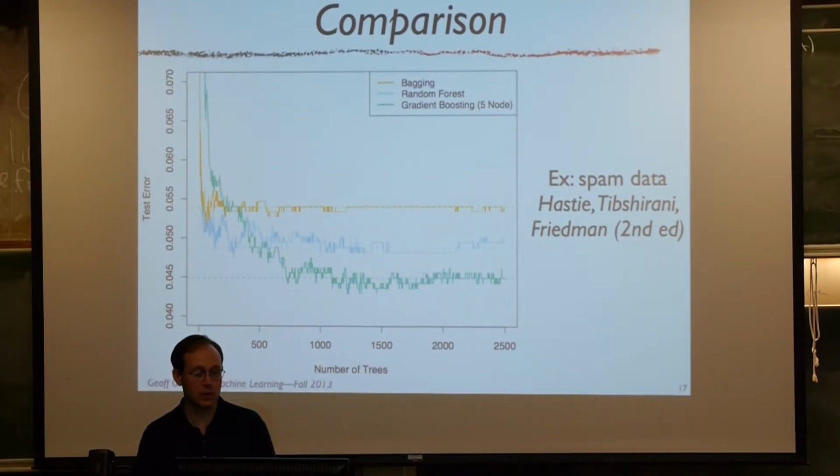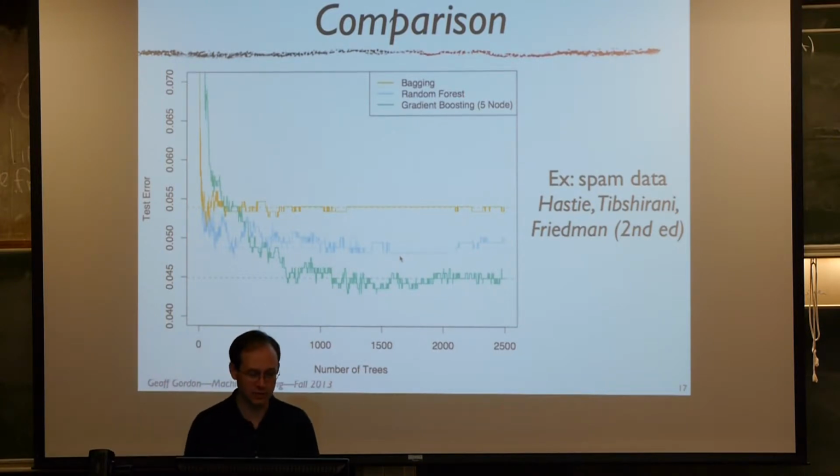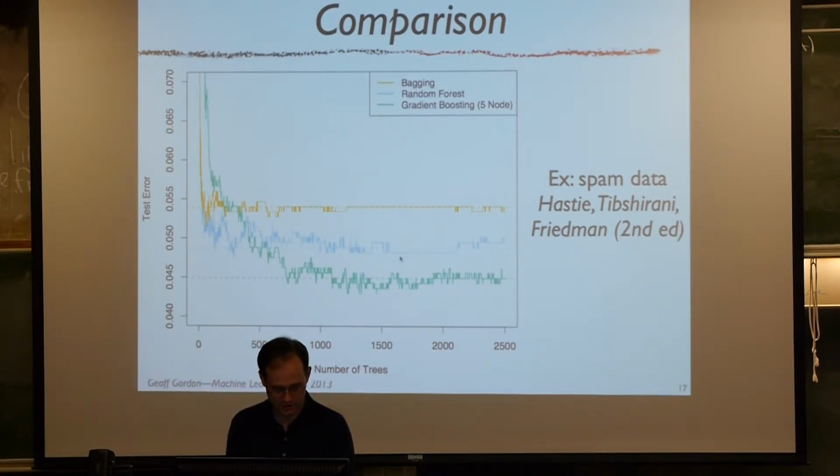And the other thing, by the way, is that the trees are the same between these two, the same size, but they're much smaller here. They're only 5-node decision trees in the boosting. All right, and this was for a spam classification problem, in case that matters.